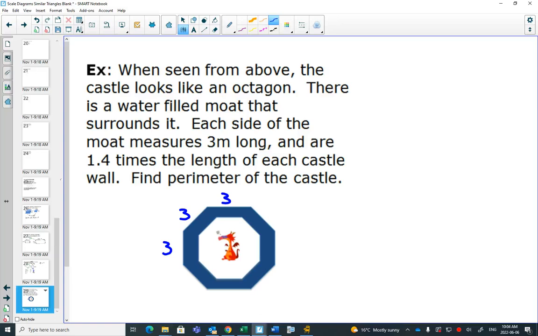And it says that the moat is 1.4 times. So if I went from this side here to this one, I need to multiply by 1.4.